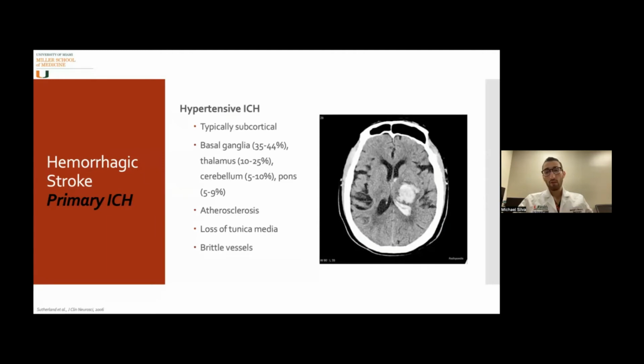So the other major category of primary ICH is hypertensive ICH. This differs in location, typically subcortical, predominantly found in the basal ganglia, as well as the thalamus, cerebellum, and the pons. Pathogenesis also differs. It's due to atherosclerosis. This, however, similarly affects the tunica media, again, that strength and compliance layer. And over time, the atherosclerosis leads to loss and weakening of that layer, which leads to brittle vessels, which are prone to hemorrhage.